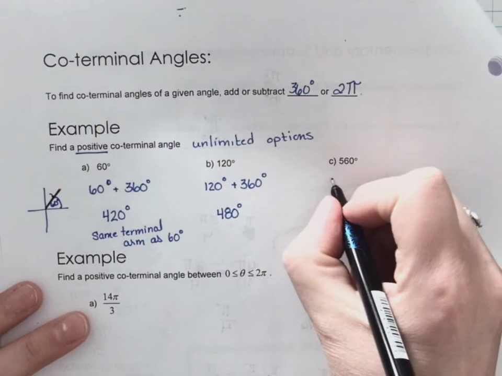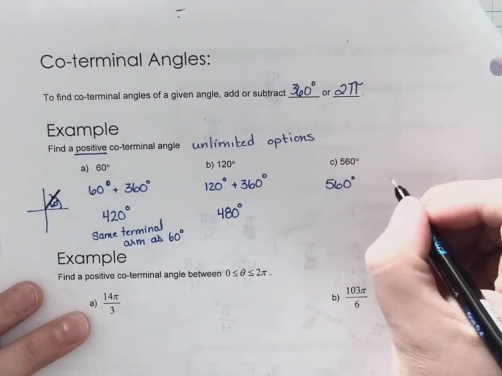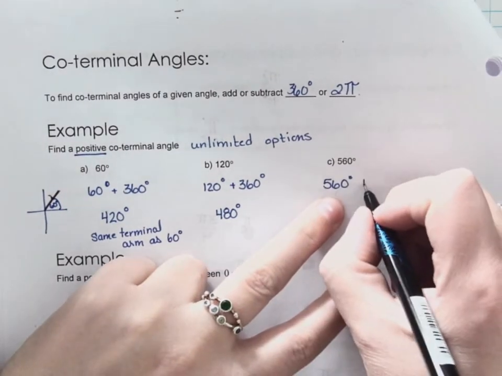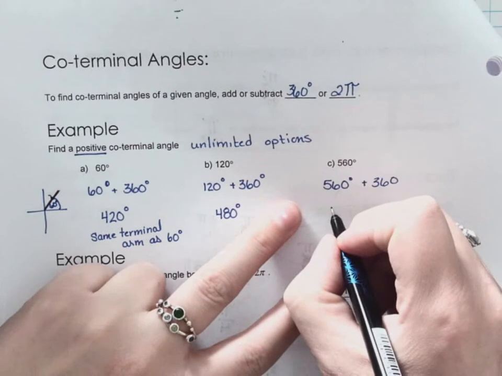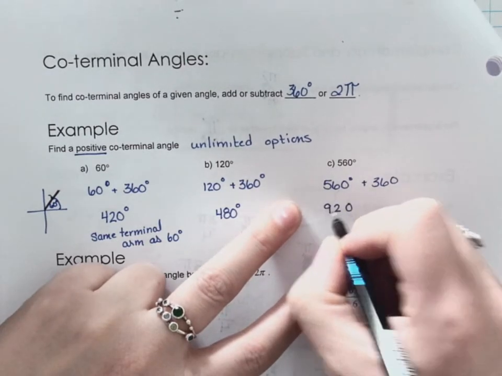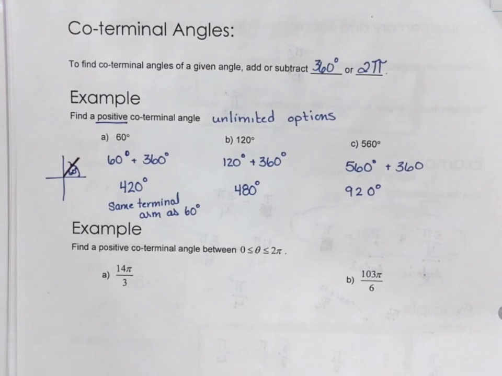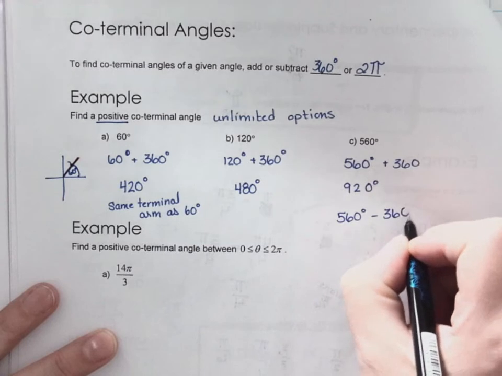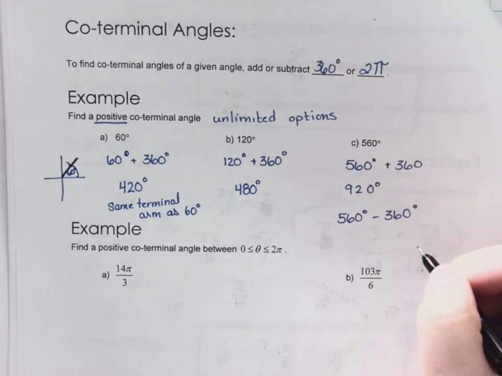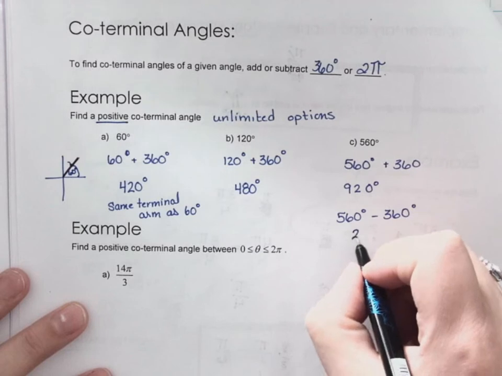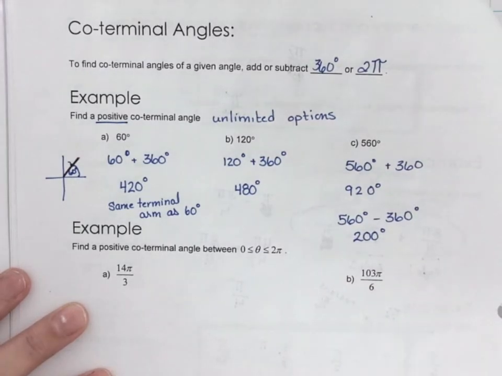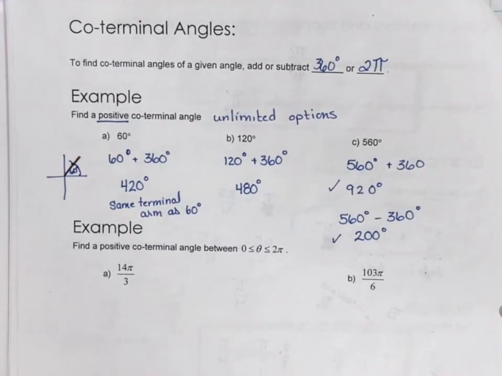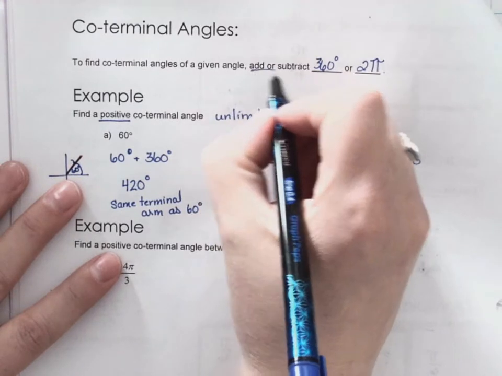560. What are you going to do to it? Ah, that's totally an option. What we've been doing is adding 360, so let's do that one first. So that's going to be 920, right? So that's a positive coterminal angle. But I think what Kira noticed was if I subtract 360 from this, I'm still going to have a positive angle measurement, and that's going to be 200 degrees. So this one's right, and this one's right. Does that make sense to everybody? So it's add or subtract. You can do both.